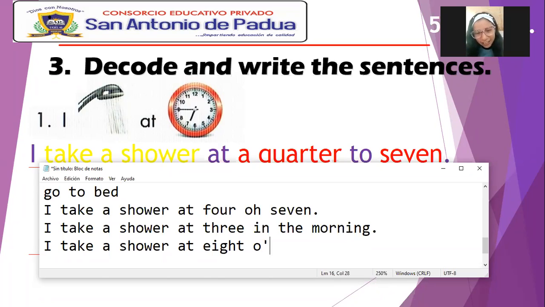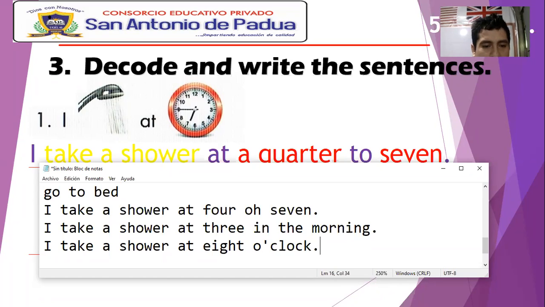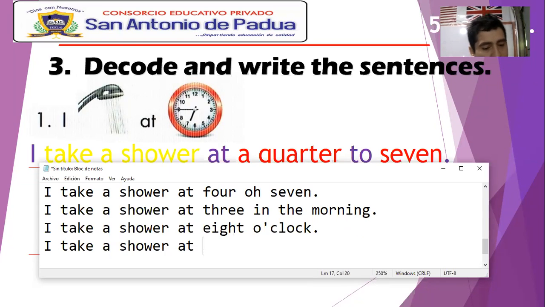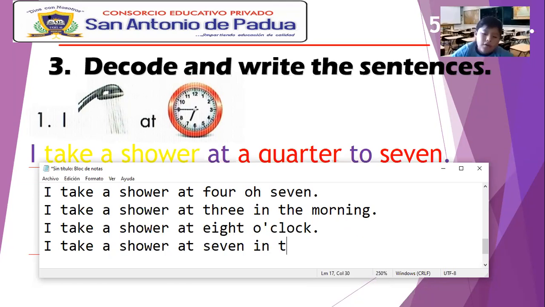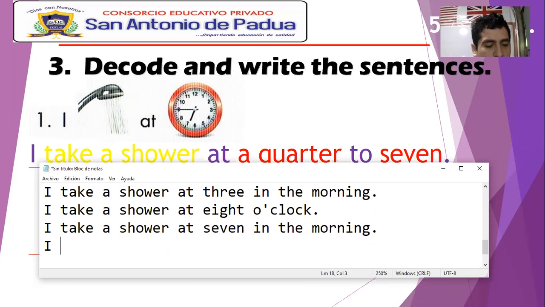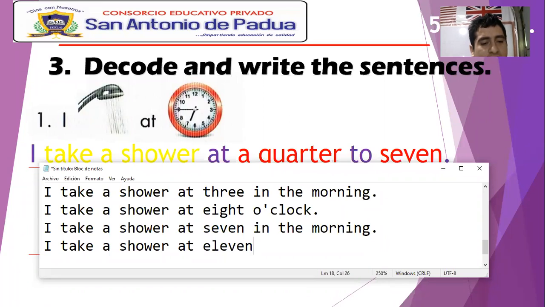I take a shower at, what else? 8 de la mañana. At 8 o'clock, yeah, good. Algunos se bañan at 8 o'clock, cerca de la hora de la clase. I take a shower at 8 o'clock. Yeah, okay, good. Teacher, I take a shower at 7. Yeah, maybe at 7. At 7 in the morning. A las 7 de la mañana, yes. Otro dice, no, teacher, I take a shower at 11. A las 11, really? Para las 11 de la noche. Ah, ok. O sea, un día antes. Claro.